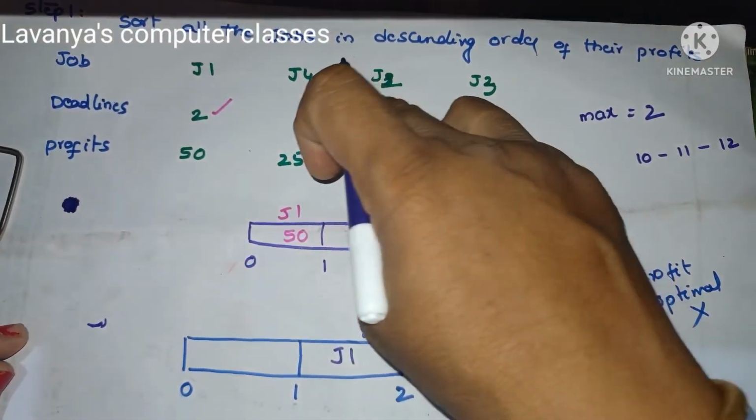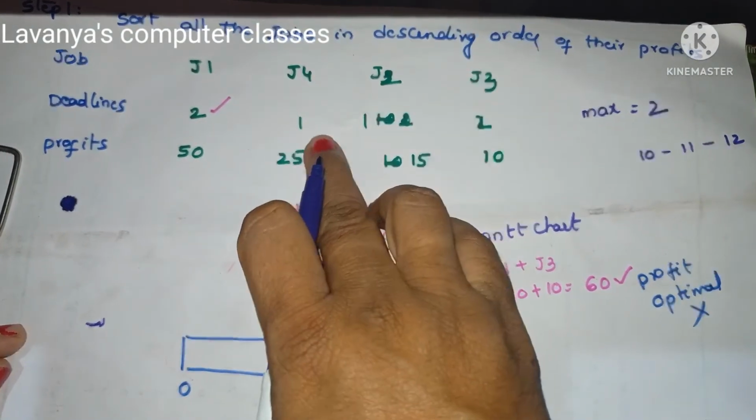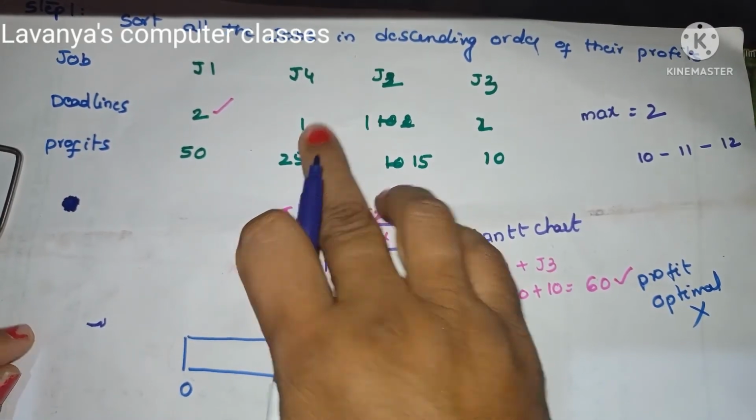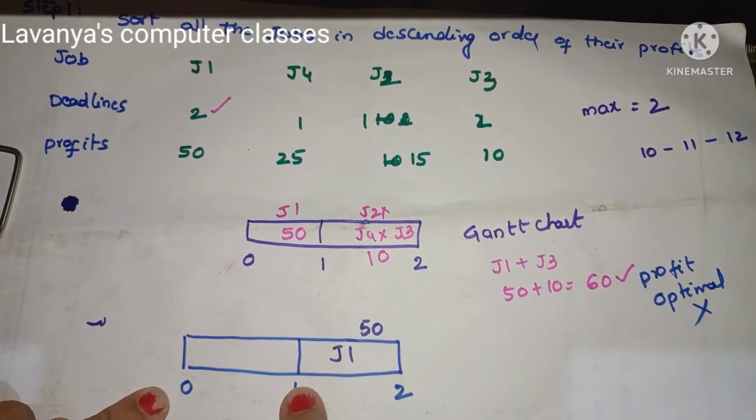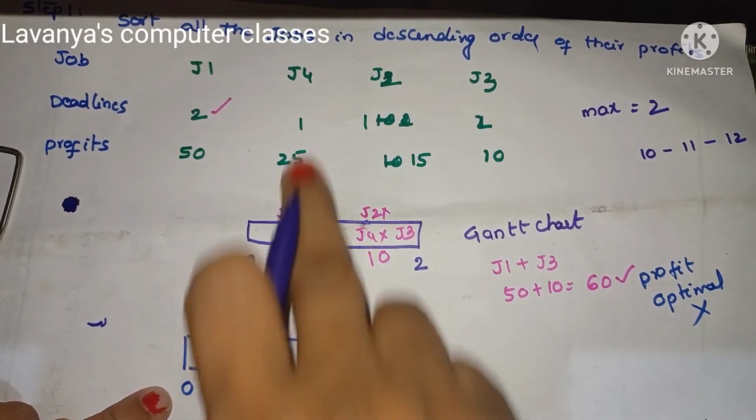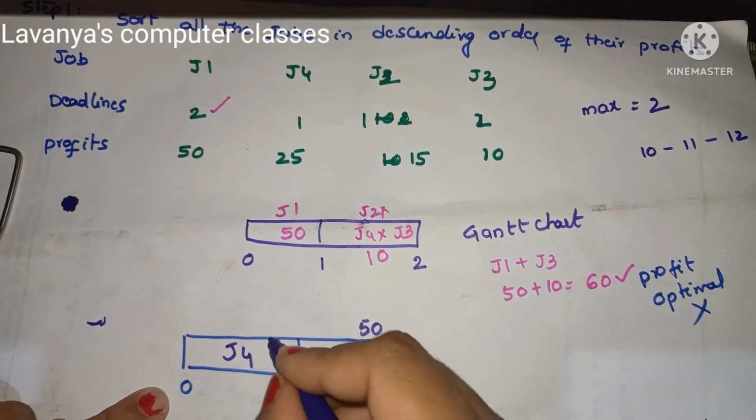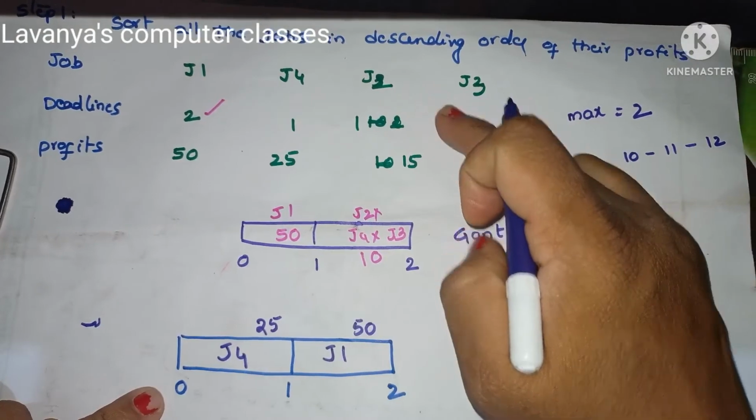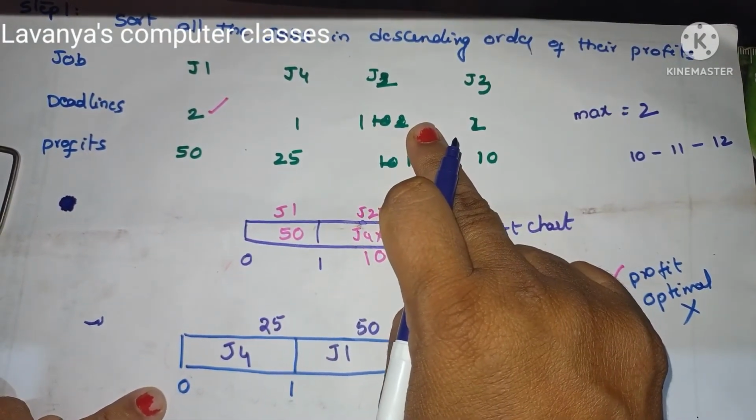Next, which one is the highest profit? The next highest profit job is J4. So what is the profit? 25. What is its deadline? It is completed within the first 1 hour only. So check whether the first 1 hour slot is empty or not. Yes, the first 1 hour slot is empty. So keep J4 here, with deadline 1 and profit 25.